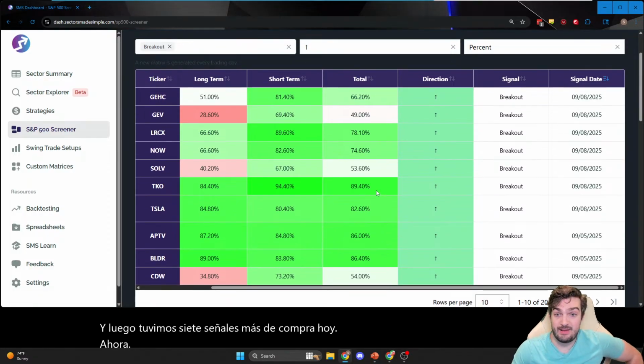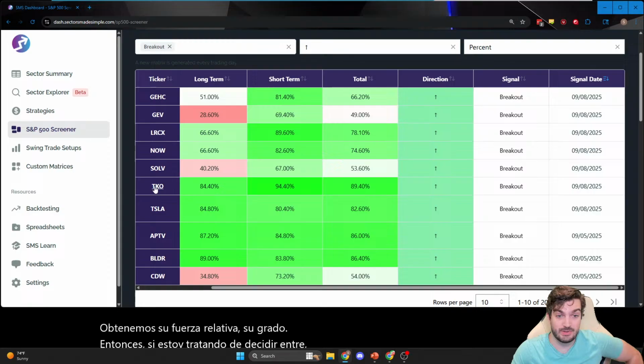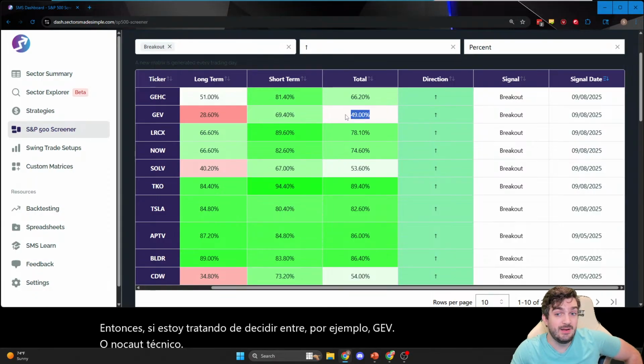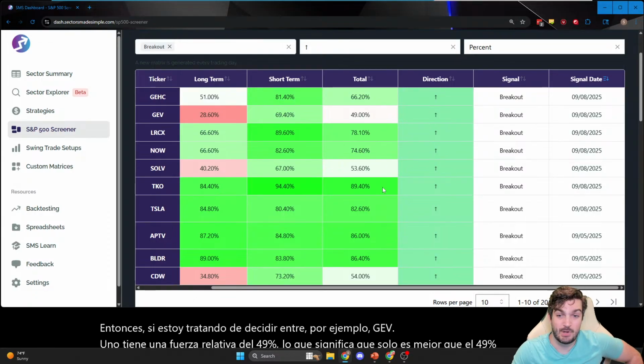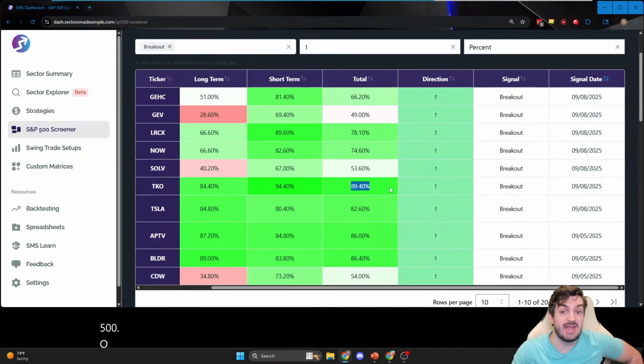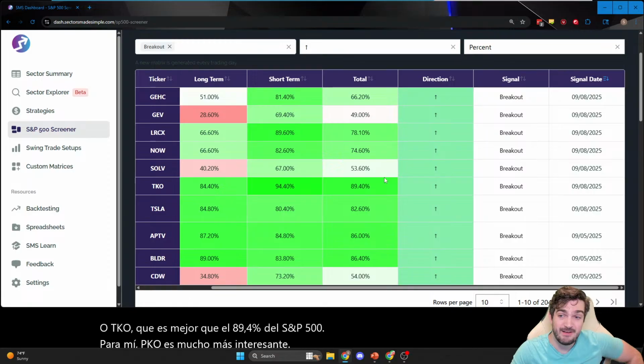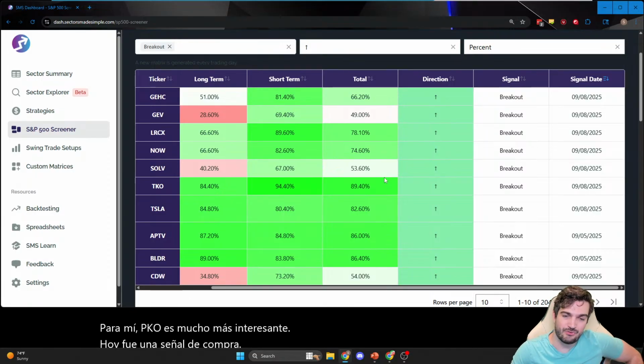Now we get their relative strength, their grade. So if I'm trying to decide between, for example, GEV or TKO, one has a relative strength of 49%, meaning it's only better than 49% of the S&P 500, or TKO, which is better than 89.4% of the S&P 500. To me, TKO is way more interesting. It went on a buy signal today, but it is way stronger of a stock compared to the others that went on buy signal.